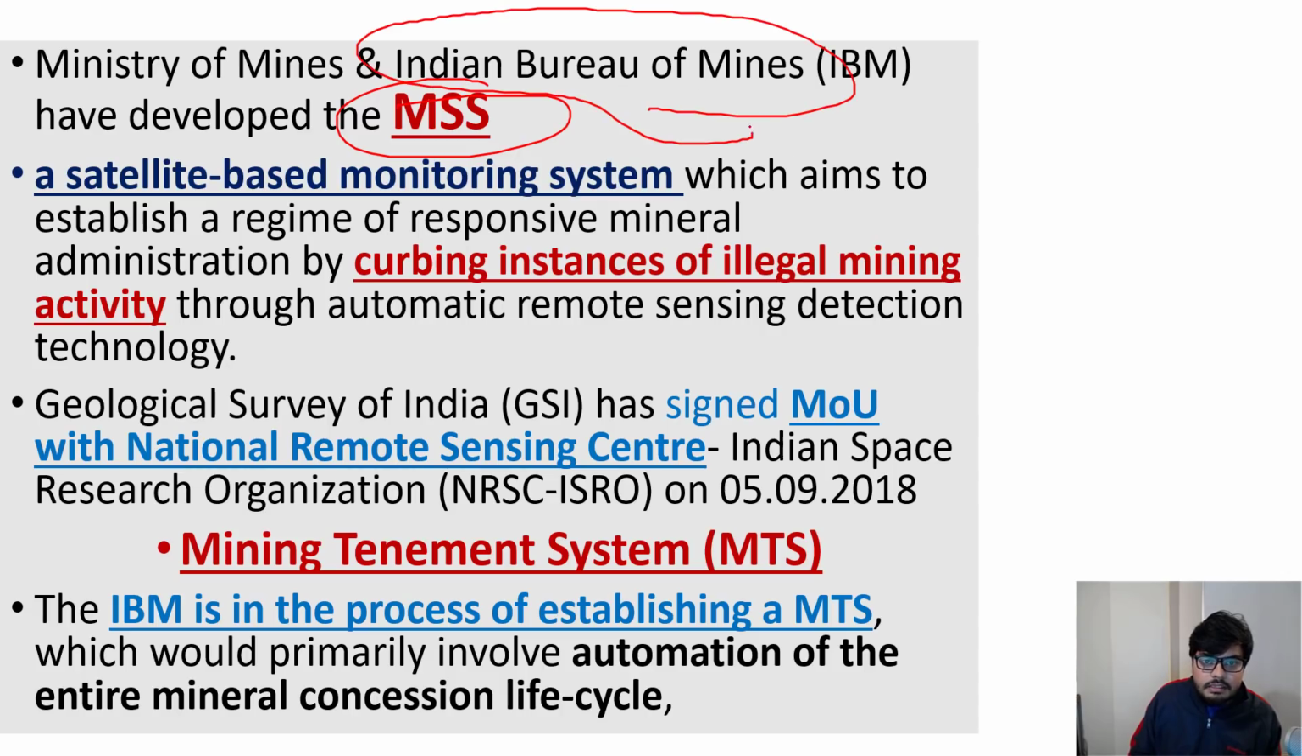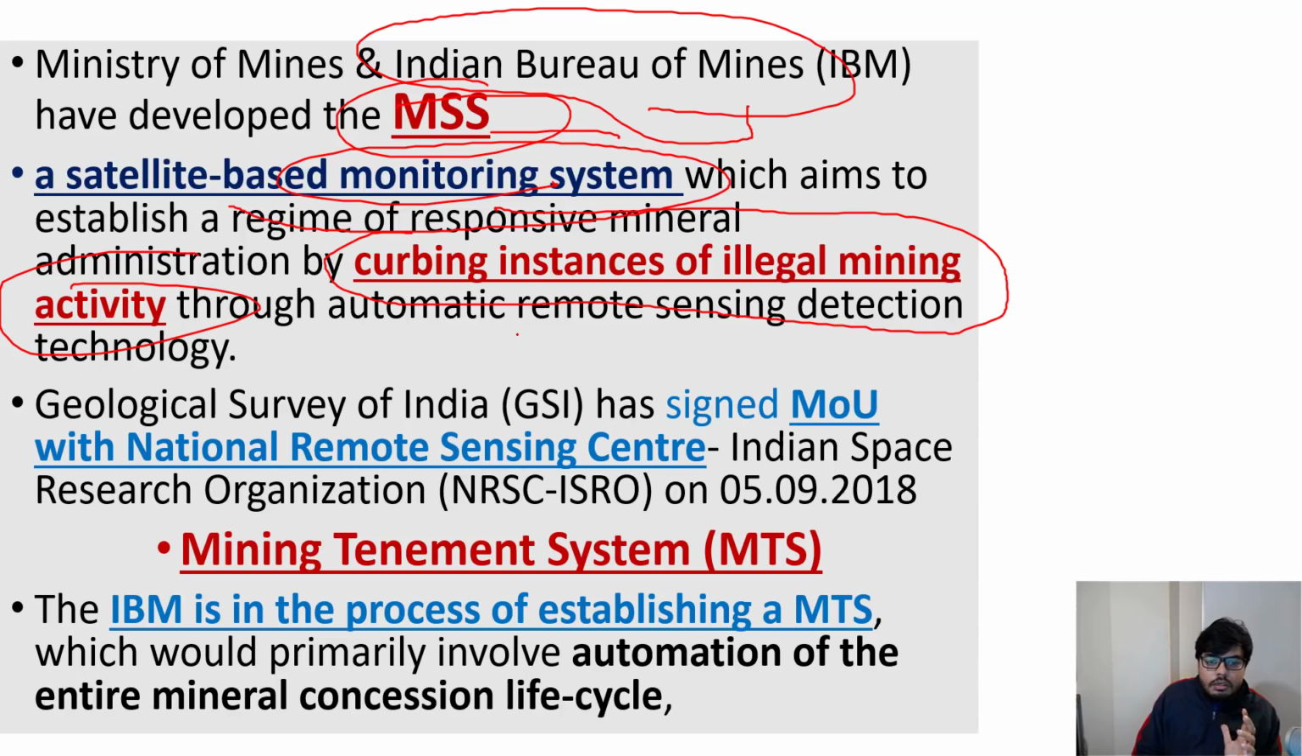So one more thing is MSS, Ministry of Mines, and Indian Bureau of Mines. Indian Bureau of Mines is working under the Ministry of Mines. So they are developing MSS. It is going to be a satellite based monitoring system. MSS is a monitoring system for curbing instances of illegal mining activity. Through automatic remote sensing detection, this detection would be technology based, remote sensing based. And regarding this remote sensing technology, UPSC has asked a lot of questions in the past.